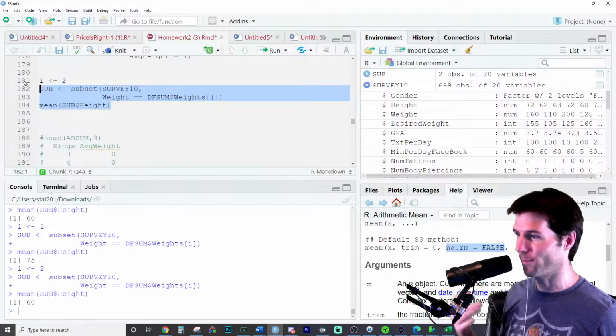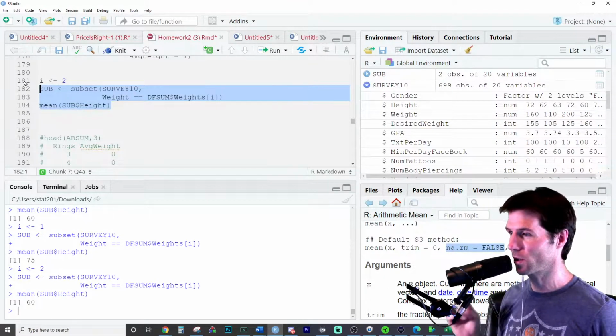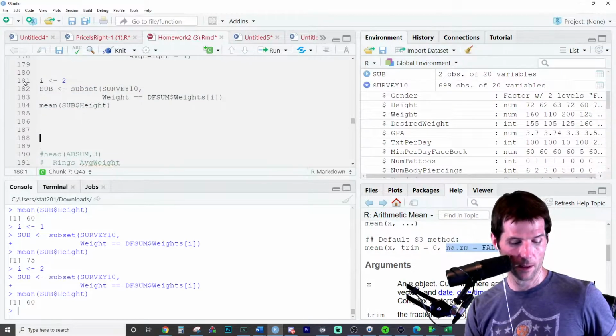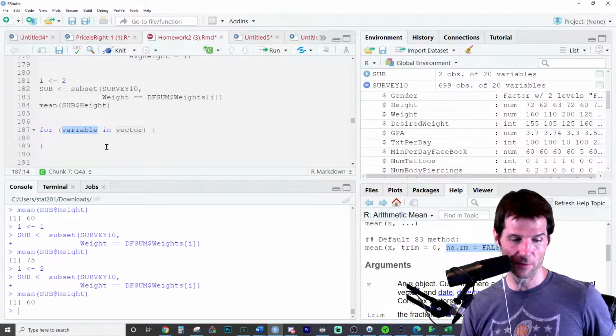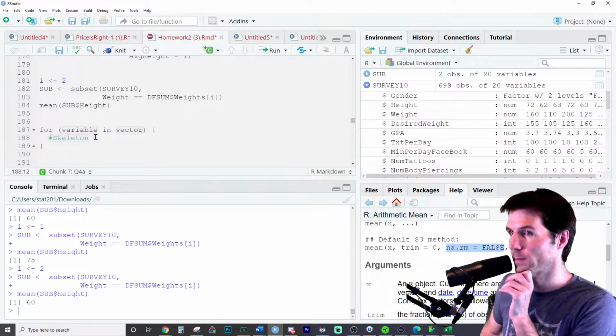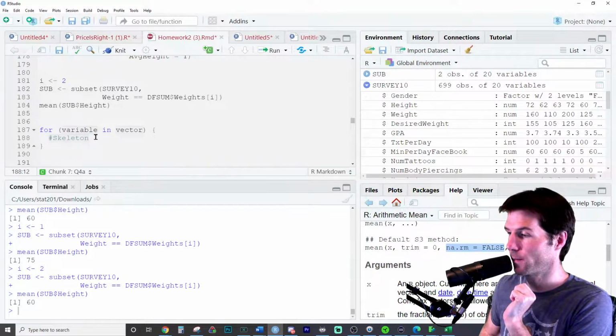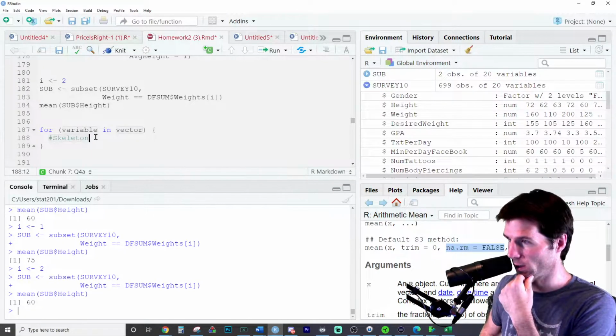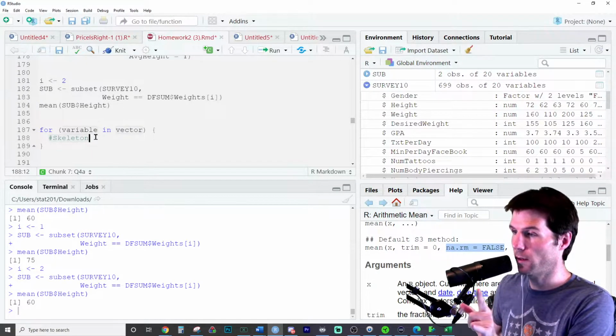I'm probably going to figure out the vector here in a moment. We just created the what part of our for loop. We know for certain we got the variable, we got the vector, we got the skeleton. So what did we create? We just created our what? The skeleton. The skeleton is the code that never changes.